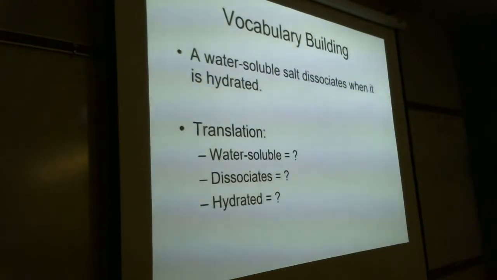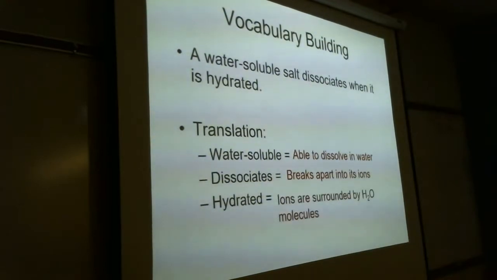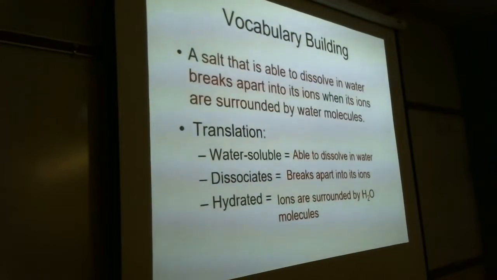So let's talk about some vocab. What does water soluble mean? If we're breaking this sentence, a water soluble salt dissociates when it is hydrated. What does water soluble mean? Dissolves in water, right? What does dissociate mean? Right, it breaks into its ions. And what does hydrated mean? Hydrated and solvated are the same thing. It is surrounded by water molecules, right? So if we replace the words that we just learned, salt that is able to dissolve in water breaks apart into its ions when those ions are surrounded by water molecules.